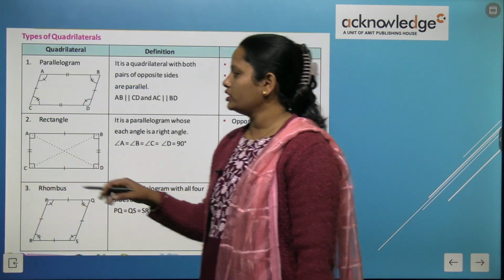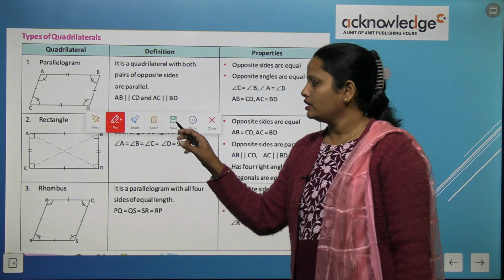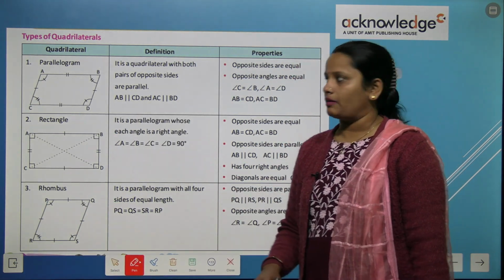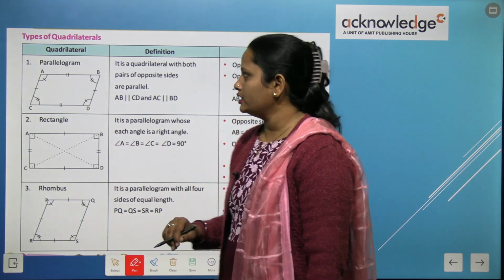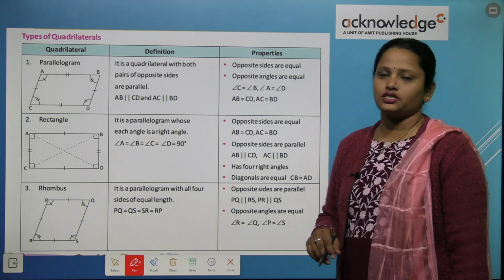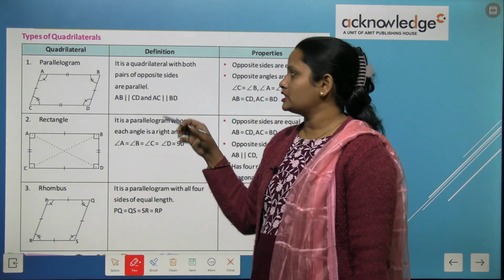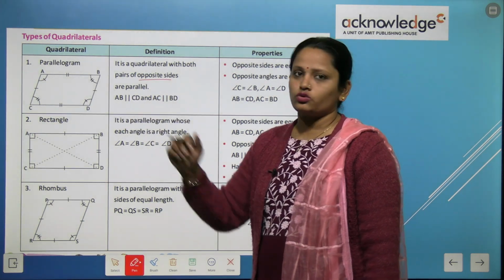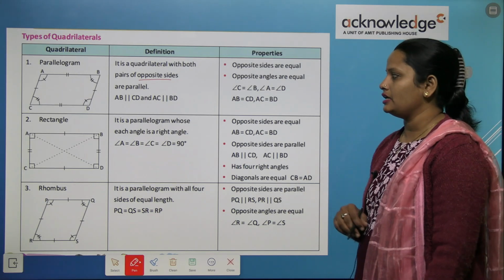Now let's learn about the types of quadrilaterals. कौन से types के quadrilaterals हैं? The first is parallelogram. So you can see the opposite sides are equal here in this parallelogram. This is a quadrilateral with both pair of opposite sides parallel. So ये जो फिगर होती है इसमें जो दोनों ऑपोजिट साइड्स होते हैं वो एक दूसरे के पैरेलल होते हैं. पैरेलल मींस वो कभी भी आपस में नहीं मिलते हैं.